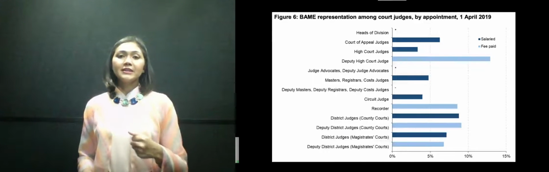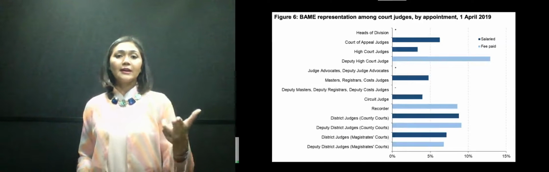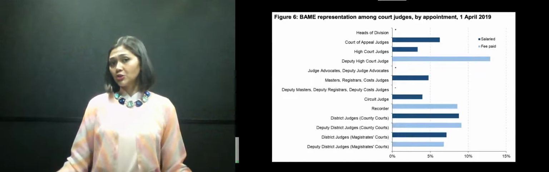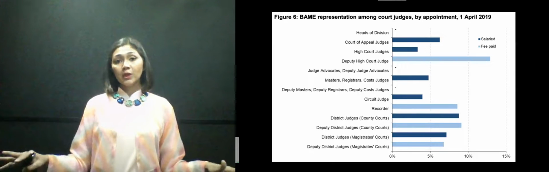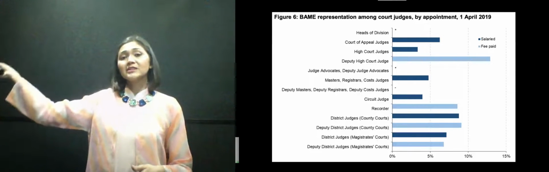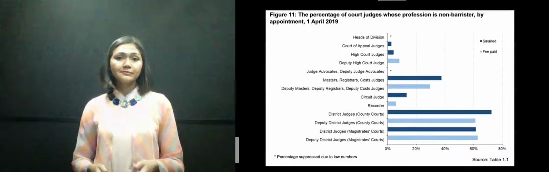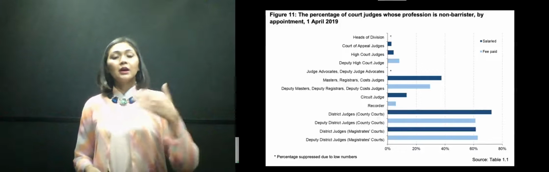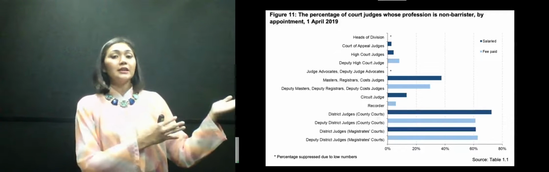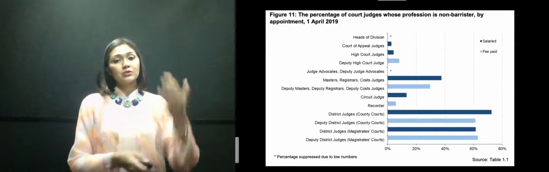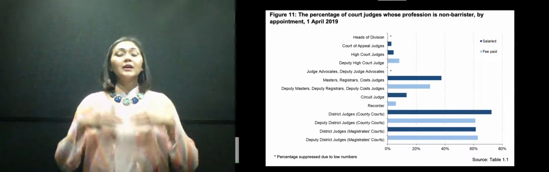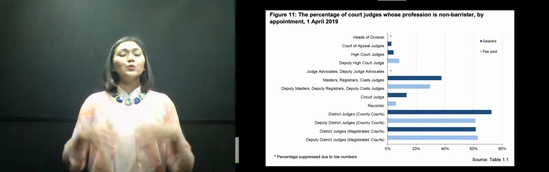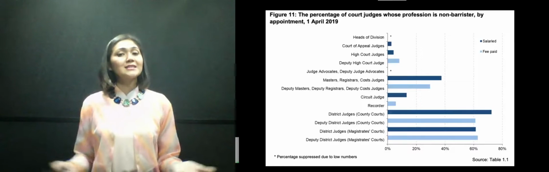This is the representation of Black, minority ethnic, and Asian people, who hold various positions. So they are not only limited to lay magistrates or district judges or just recorders. They also hold different designations at different levels. These are the appointments of judges whose profession is non-barrister. So now you also have non-barristers that sit at the Court of Appeal level as well. As you can see, there are varieties. So there has been an improved perception and enhanced confidence of the public with regards to the representation of the judges that sit in the judiciary.